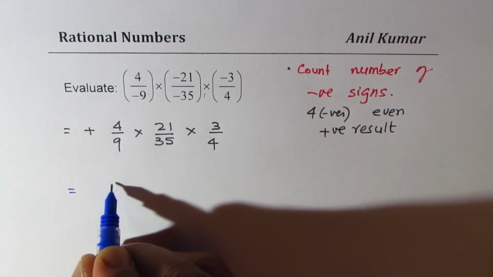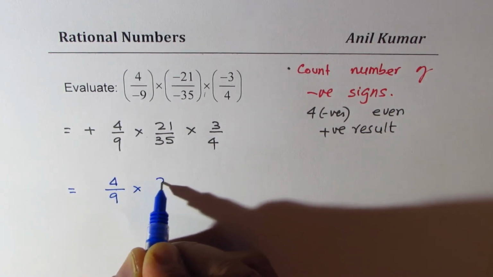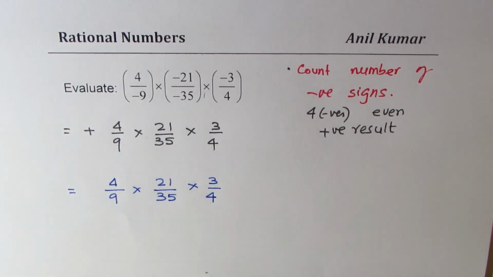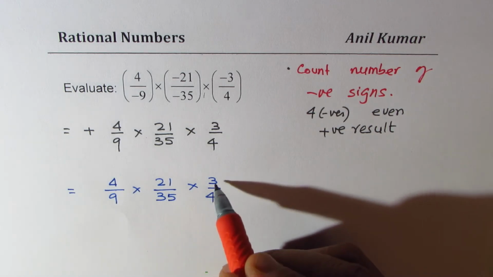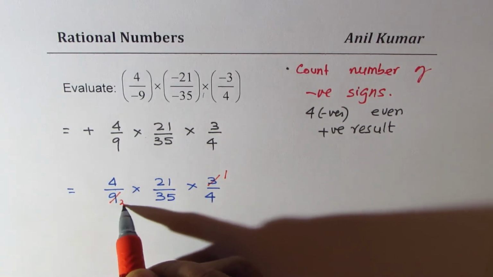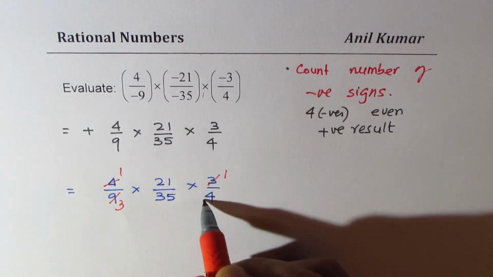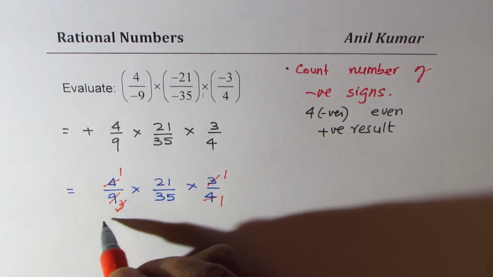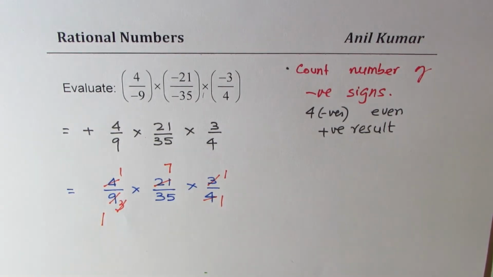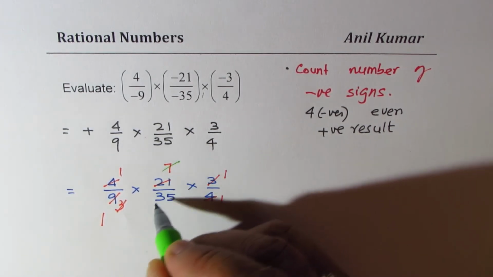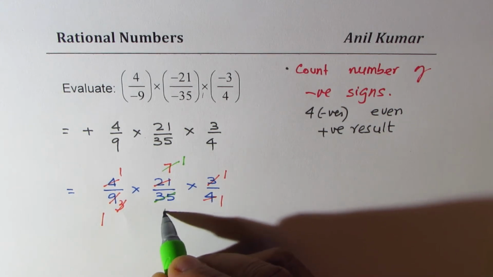Now the second step here is to simplify. So let me rewrite and show you how to simplify. So we have 4 over 9 times 21 over 35 times 3 over 4, right? No need to write positive, it is understood. Now let's see how to simplify. We know 3 times 3 is 9, so we could cancel them dividing each by 3. 3 times 1 is 3 and 3 times 3 is 9. 4 times 1, 4 times 1, they also cancel. Now 3 can be divided into 21. So we get 3 times 1 and 3 times 7 as 21. 35 is a multiple of 7. So we could also divide 7 into 35. 7 times 1 and 7 times 5.